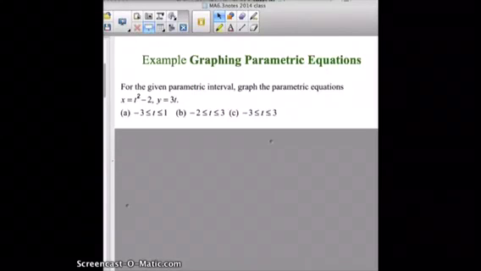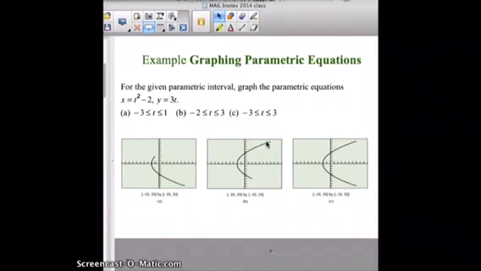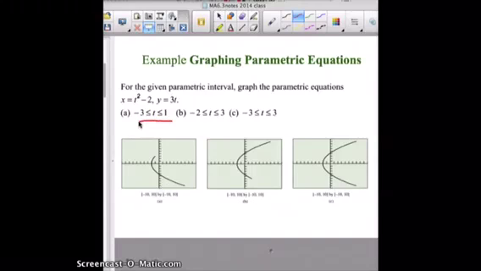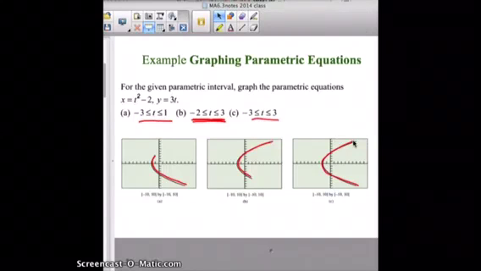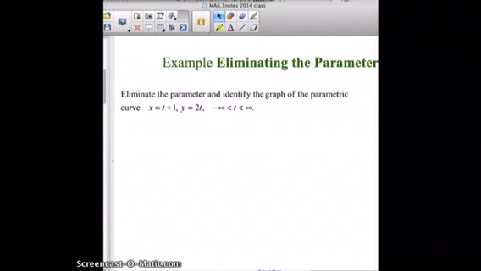Here's another example of some parametrics. If you were to graph this parametric equation and change your interval for t, first graphing it with t values from -3 to 1 will produce this graph. But if you expand your t values a little bit, you would get this. And if you expand it just a tad bit more, you can see you get a more complete picture. So it's important, as you can see, to have a good range for your t values.